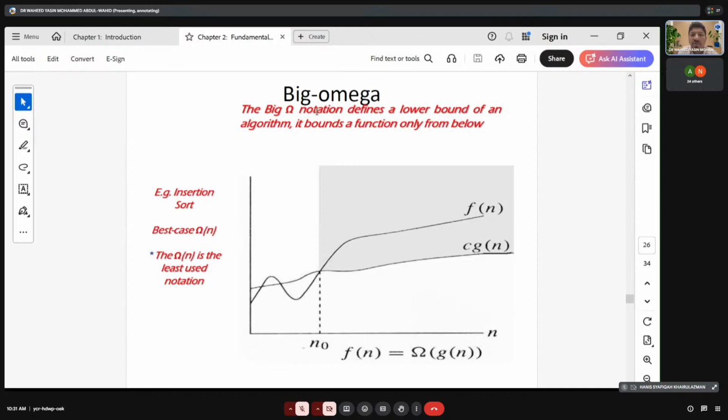The big omega notation defines the lower bound of an algorithm. It bounds a function only from below. As we see, the function is f(n), and C g(n) is the lower bound. So this is the best case, omega(n). Omega is the least used notation.